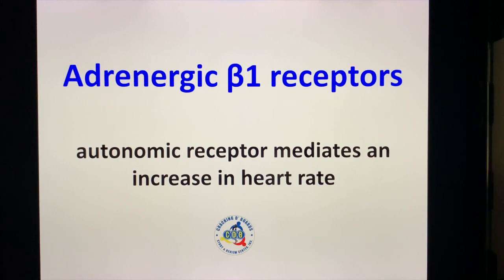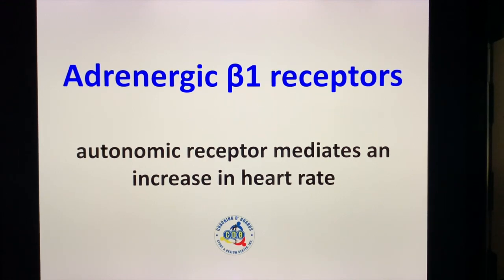Now, your adrenergic beta 1, memorize this. The adrenergic beta 1 receptors are the autonomic receptors that mediate an increase in the heart rate. So let's put these two principles together. What slows the heart rate is the muscarinic receptors. What increases the heart rate is the adrenergic beta 1 receptors.